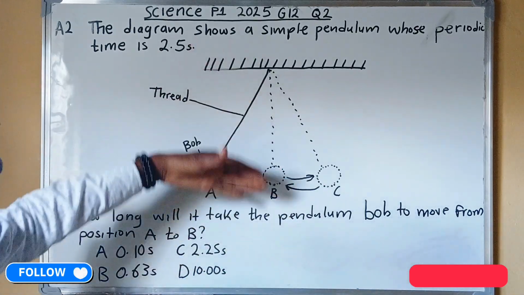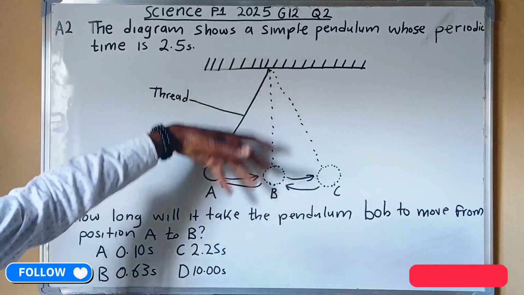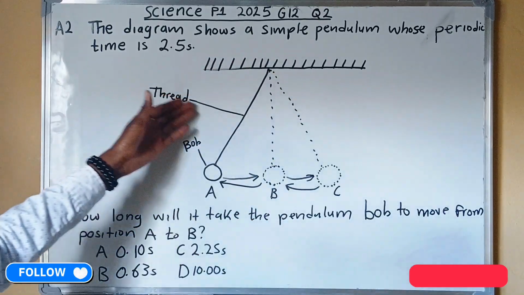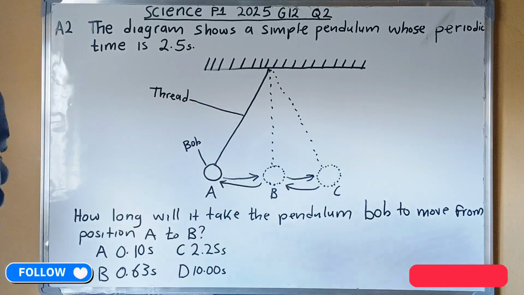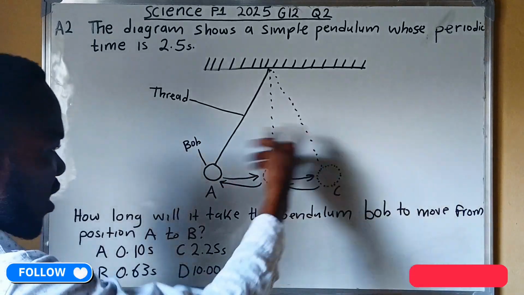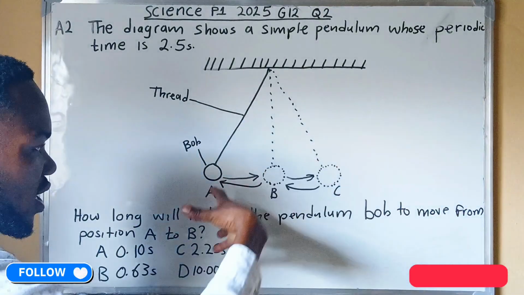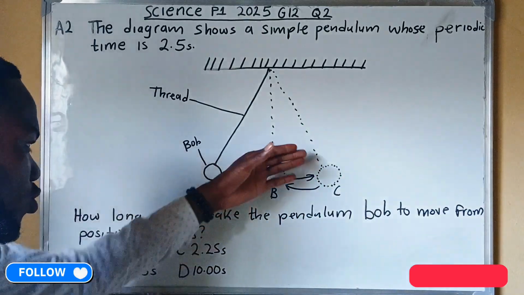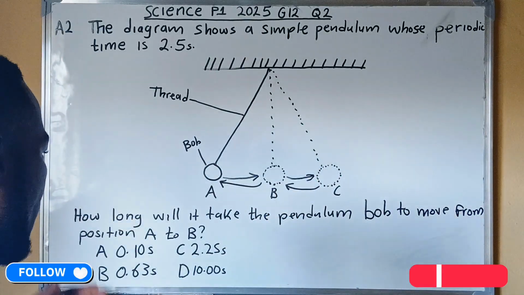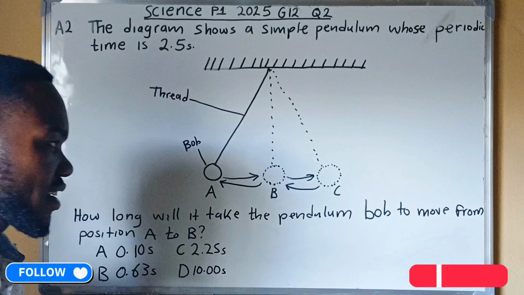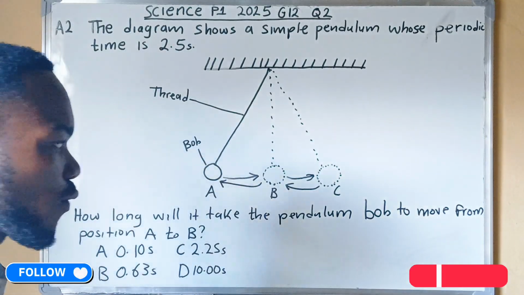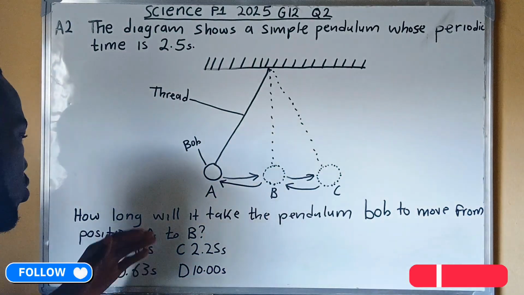So this was a simple pendulum they are talking about. This was a thread, this was a bulb. It was moving from A to, showing the direction where it was moving here. Now the question was saying, how long will it take the pendulum bulb to move from position A to B?